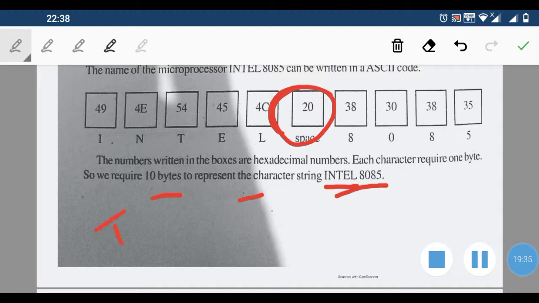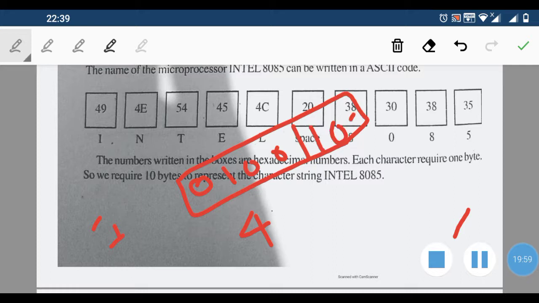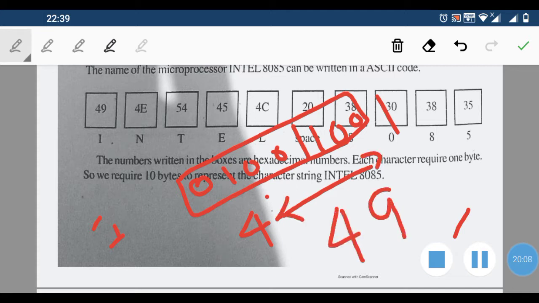If we write in character form, 49 means I, and it can be written in binary form. 4 corresponds to 0 1 0 0. Then what is 9? 9 can be represented as 1 0 0 1. So this is the binary representation, and in short we can represent it by the ASCII code 49. That is all about this character representation.